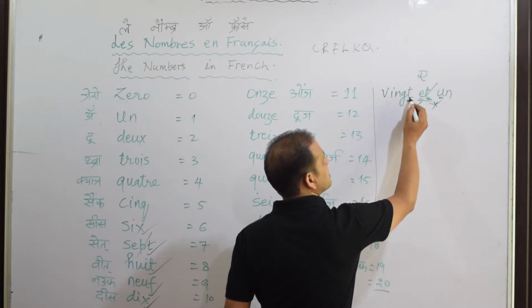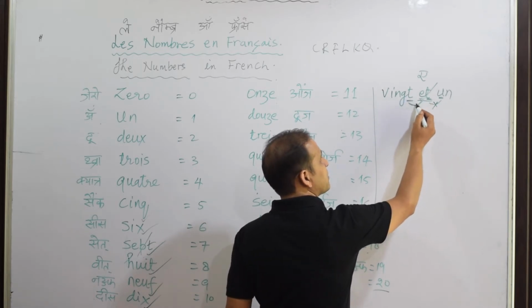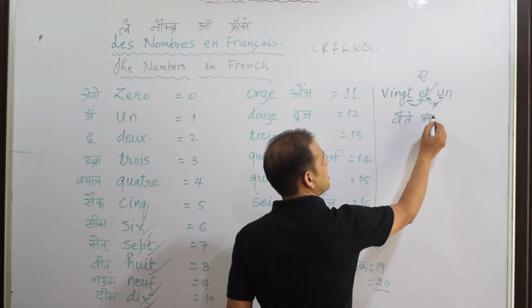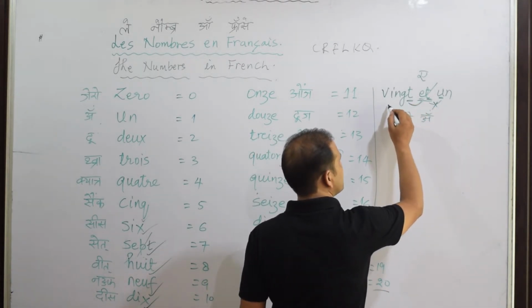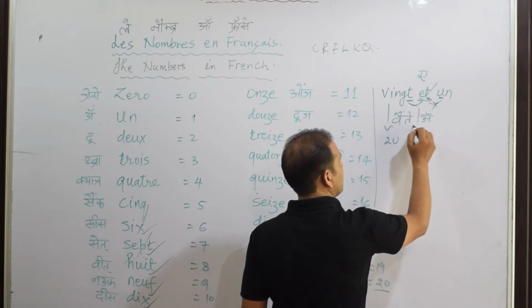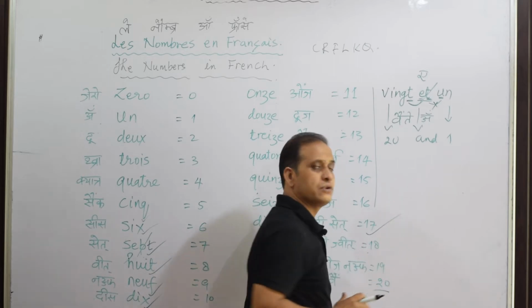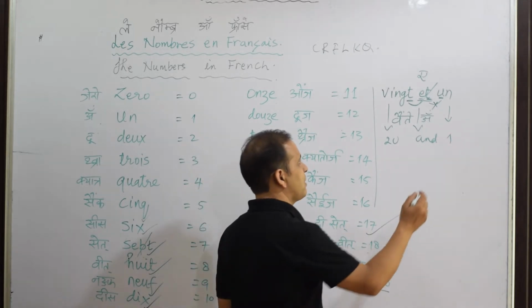Now this T, which was mute, now it will not be mute and it will be pronounced and aligned to this sound A. So altogether it will be 'te', and then it will be read separately. A, 20 means 20, A means and, and the last means 1. So 21 means 21, 20 and 1.